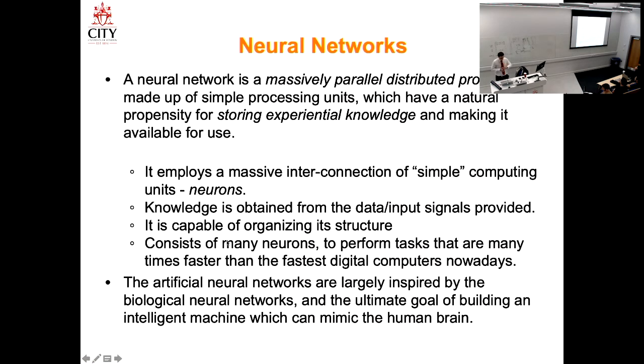Let's get to neural networks. Let's have a quick break, and then I start the neural networks bits, right? Be back in 5.